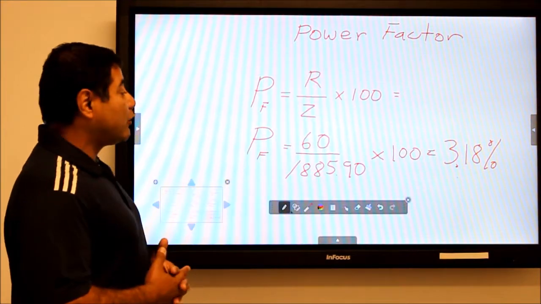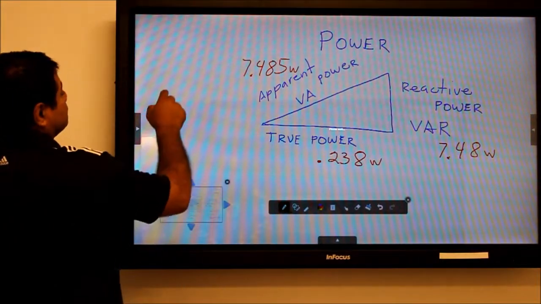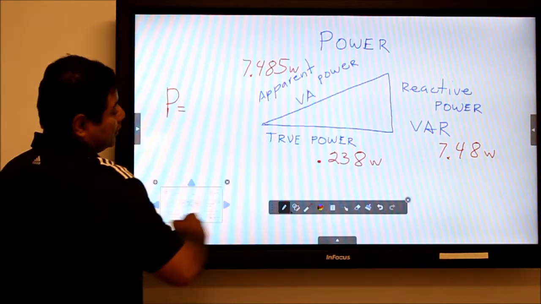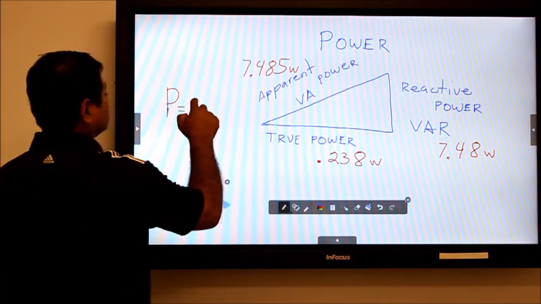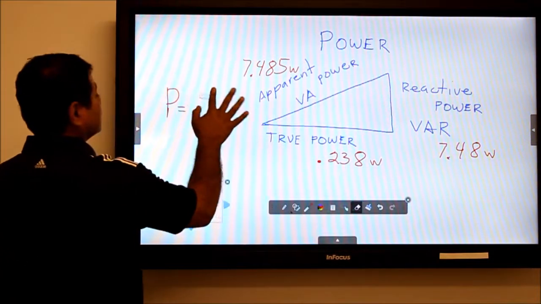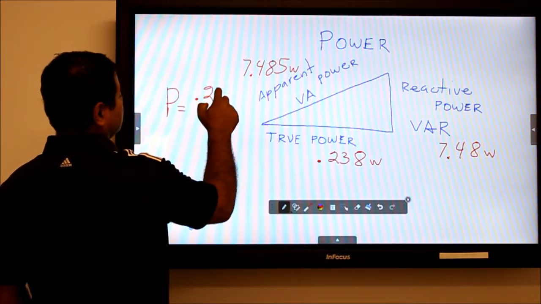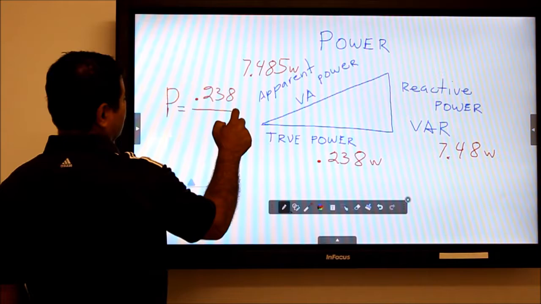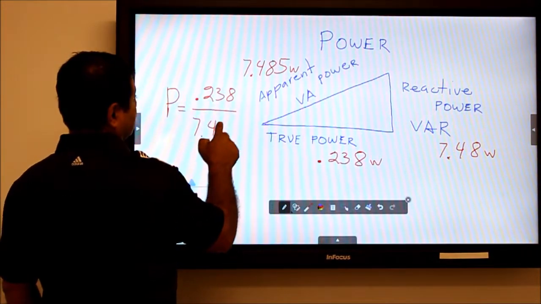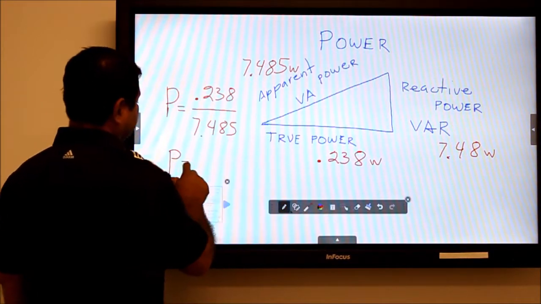Another way that you can get your power factor is to go back to your power values. And you do the same thing. You get the power for the resistor. The power for the resistor is 0.238 over the overall power, 7.485. And then you multiply that times 100. Let's see if we get the same thing.